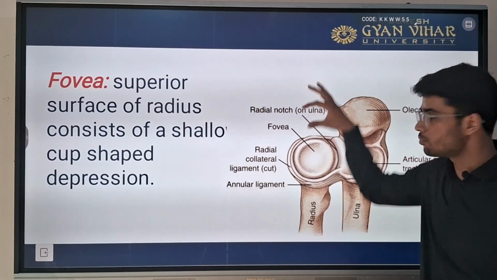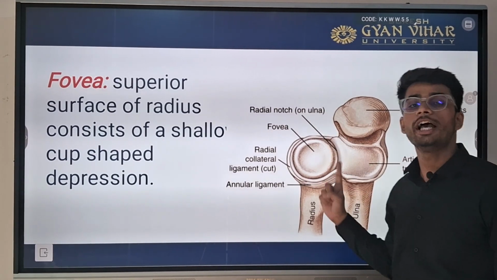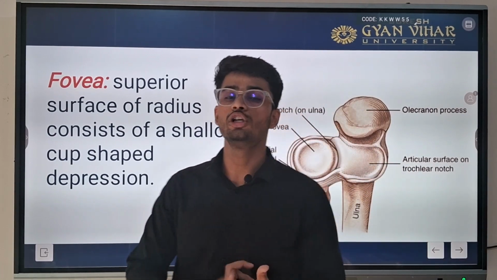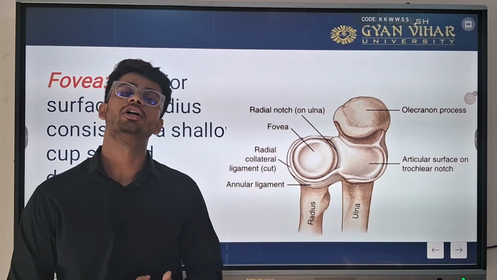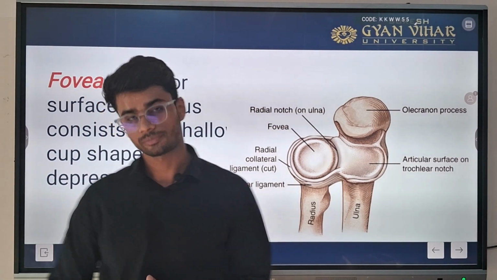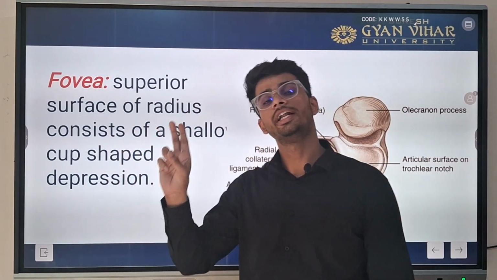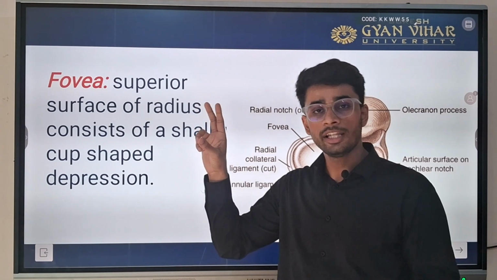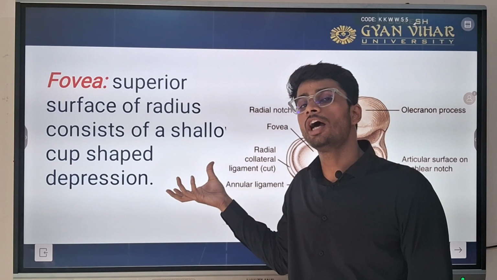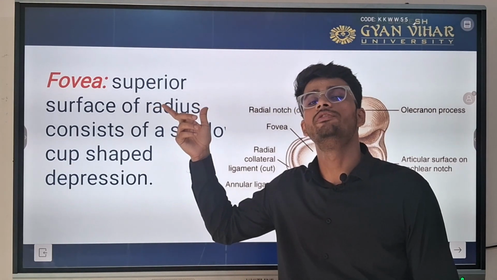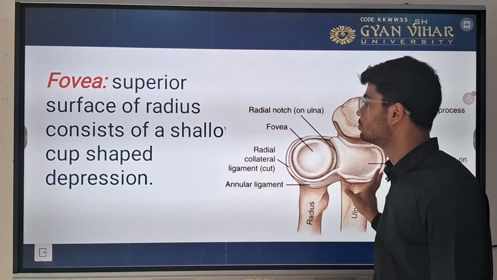If you see the radius from the superior angle, there is a depression, a concavity at the radius which is called the fovea, and this fovea actually goes and forms the joint with the humerus bone. That joint is called the humeroradial joint. Fine. So at the humeroulnar end, what was the joint? There you had the trochlea of the humerus, and then there was the trochlear notch of the ulna, and at the humeroradial joint you have the fovea of the radius and the capitulum of the humerus.